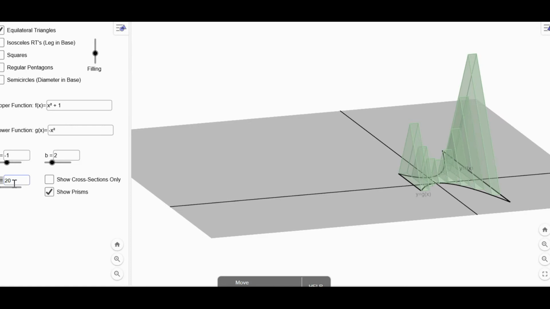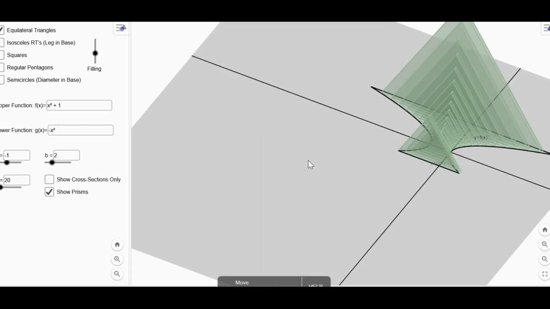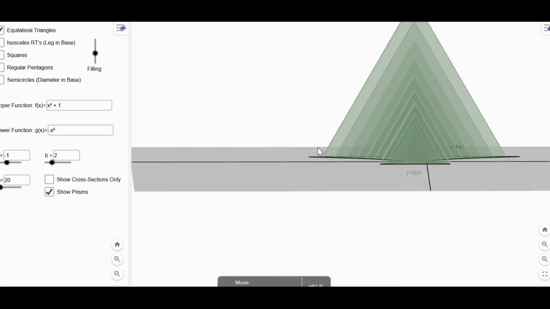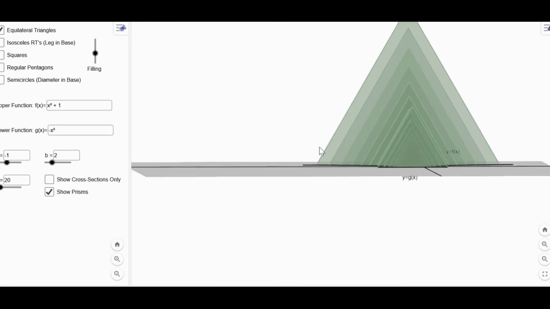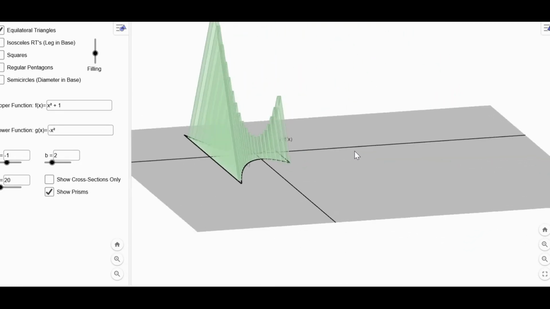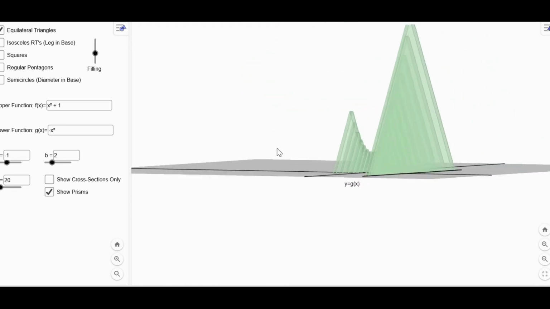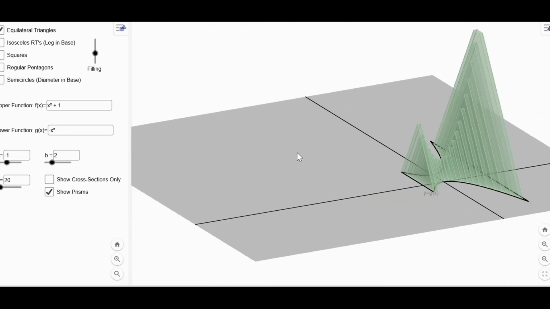It may take just a second to render here, but now we have 20 pieces. You can kind of see what they look like. You can see that they're all equilateral triangles when you look at it from that side. And you can look at it from around here and get an idea of what that looks like. Okay, let's give it some more. Let's give it a whole bunch. How about 40?